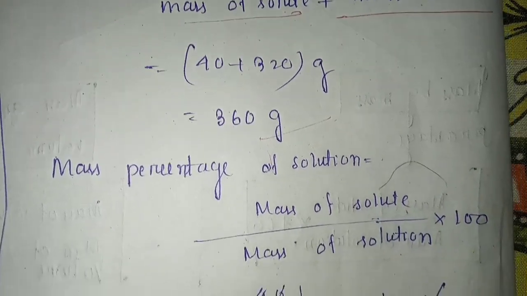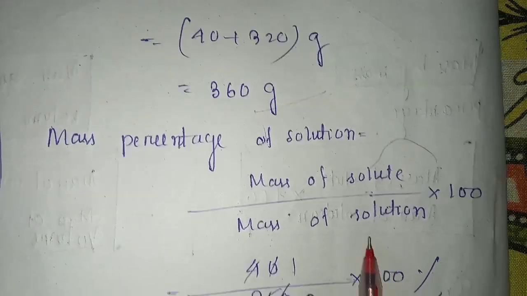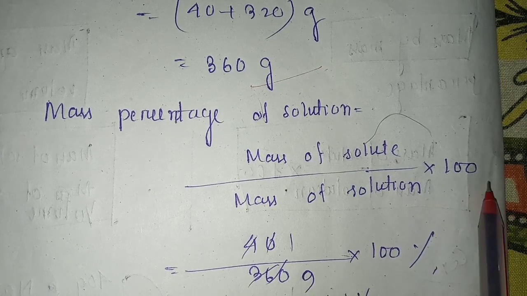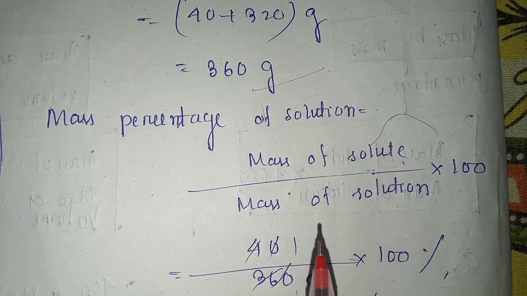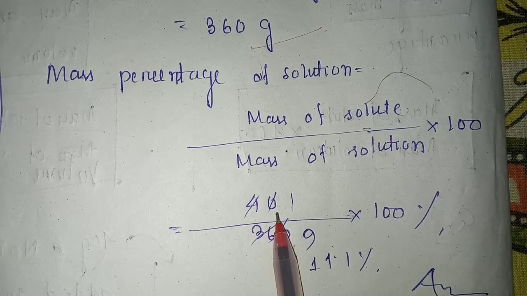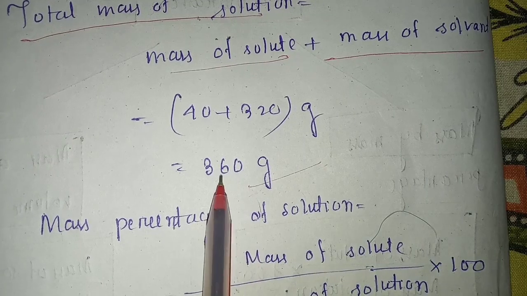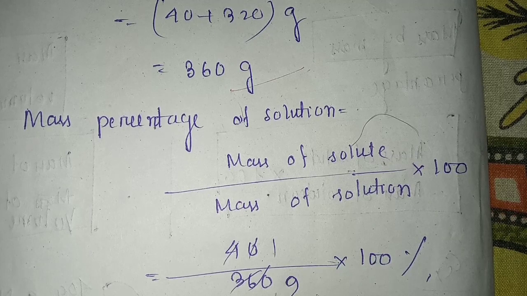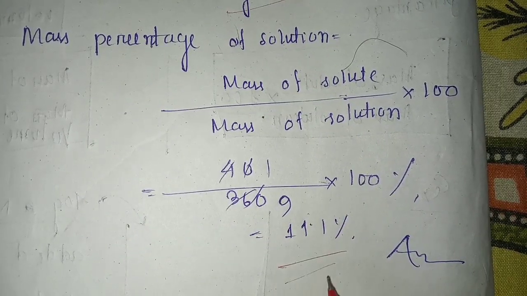Now I have to find the mass percentage of the solution. I have written mass of solute by mass of solution into 100, according to the previous formula to find concentration. Mass of solute is 40 gram, mass of solution is 360 gram, into 100. Why 100? Because I am trying to find the concentration in percentage. So the answer after calculation came 11.1%.